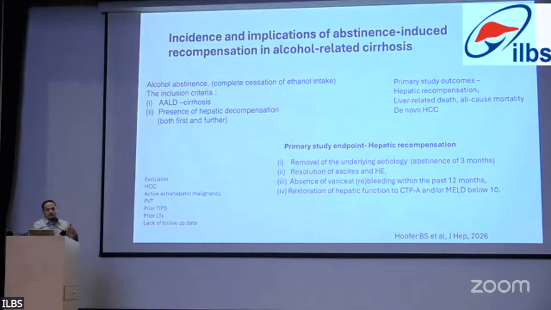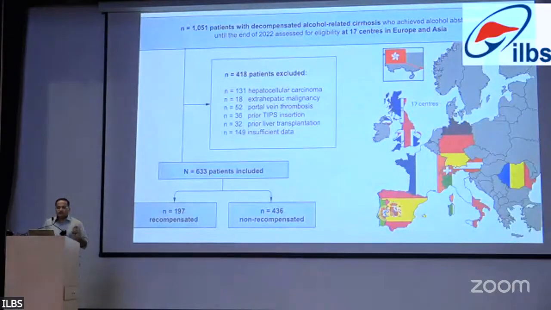This has looked at not just the incidence, it has also looked into the implications of abstinence-induced recompensation in alcohol-related cirrhosis. This is a multi-center European trial, 17 centers, and presence of first or further decompensation, both were included. The primary endpoint was removal of the underlying etiology, that is abstinence of 3 months, and resolution of ascites and HE, absence of variceal bleeding for 12 months, and restoration of hepatic function, as we defined hepatic recompensation by the Baveno 7 guidelines.